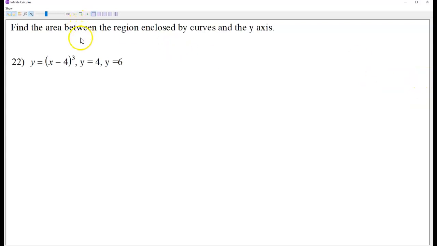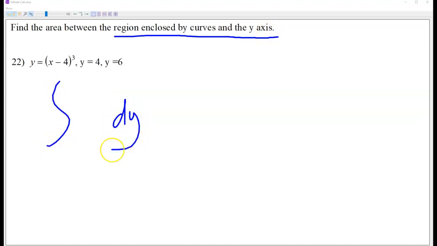Number 22 is asking me to find the area between the region enclosed by the curves and the y-axis. So now whenever you're trying to find a region enclosed by a curve and a y-axis, in that case, you're going to be doing an integral with respect to y. Okay, which means that your function needs to be written in terms of y instead of in terms of x.